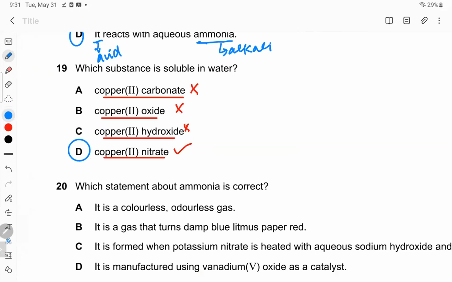All metal oxides are water insoluble except magnesium downward and group 1. All carbonates are water insoluble except magnesium carbonate and group 1. ठीक है? तो D correct answer होगा. तो for this kind of question you have to remember the solubilities of the salts.